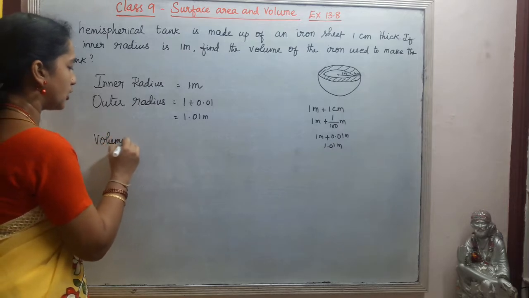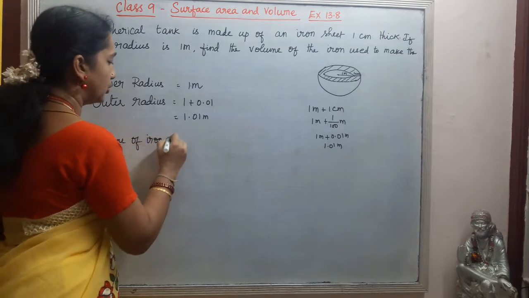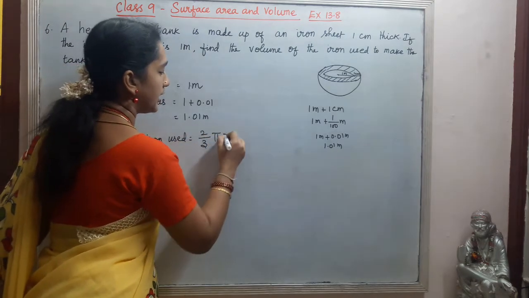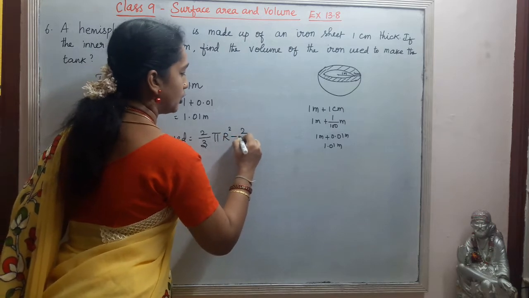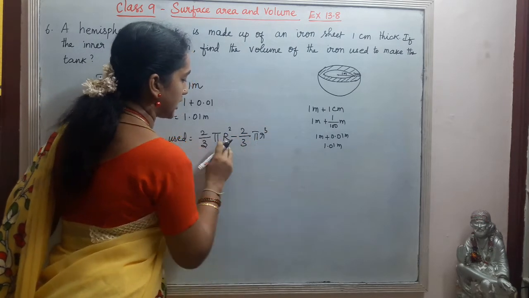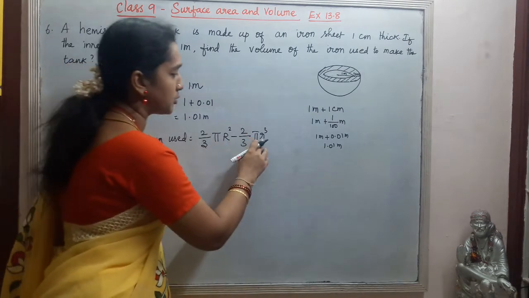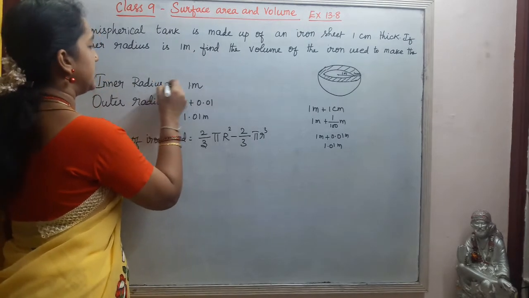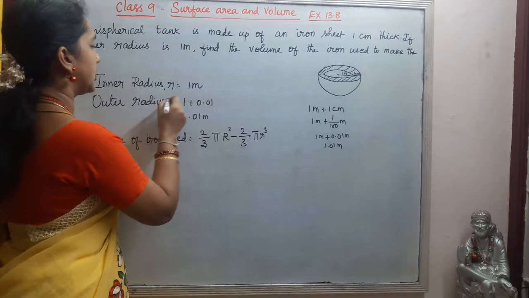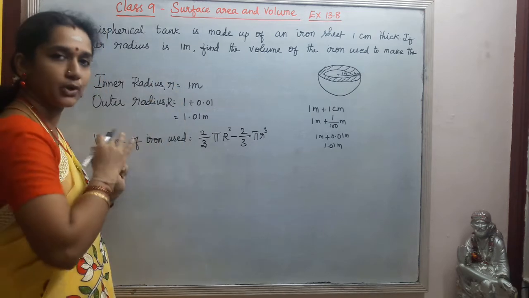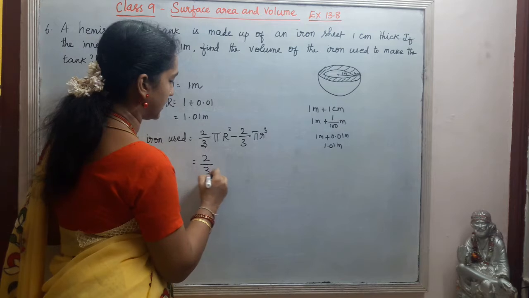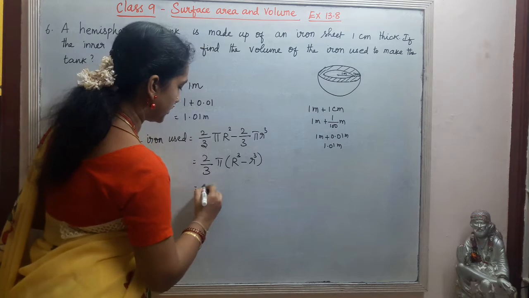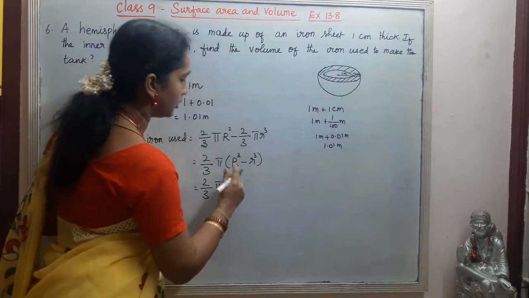So volume of iron used is equal to 2 by 3, since it is a hemisphere, 2 by 3 pi R cube minus 2 by 3 pi r cube. So this capital R is for the outer radius and this small r is for the inner radius. We will take the outer radius as capital R, just for our understanding. So this is 2 by 3 pi, we will take it common, and then R cube minus r cube.